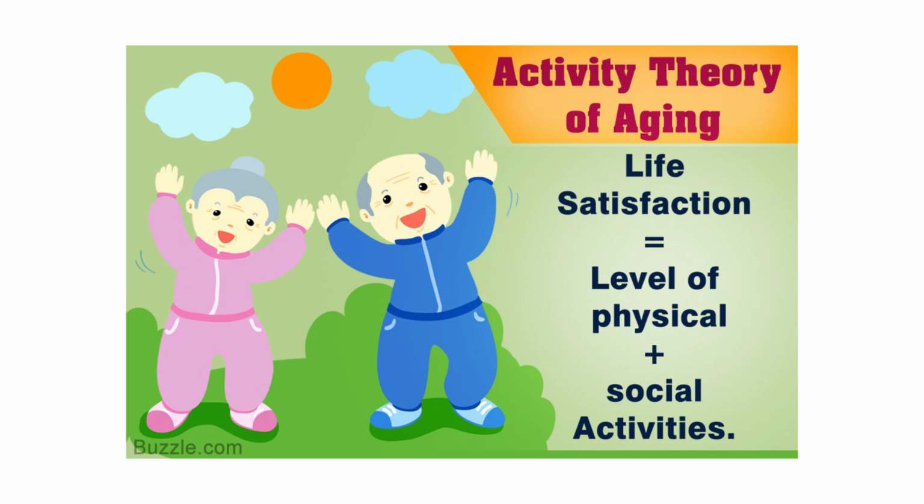Havighurst and Albrecht in 1953 came out with one of the first aging theories by doing research among a group of adults. They concluded that society expects retirees to remain active in their communities. Robert J. Havighurst developed the activity theory in the 1960s. It is one of the three key psychosocial theories explaining how people develop in old age.